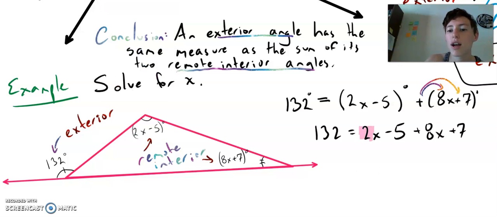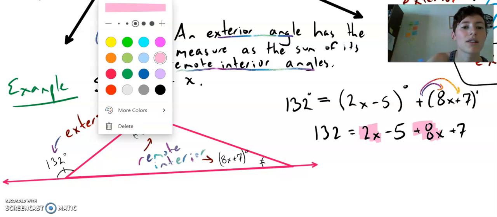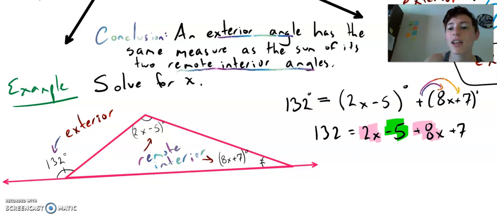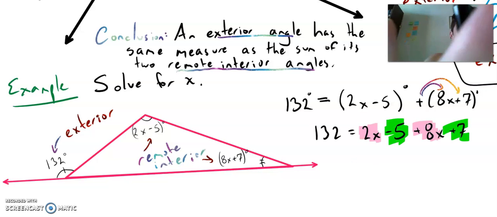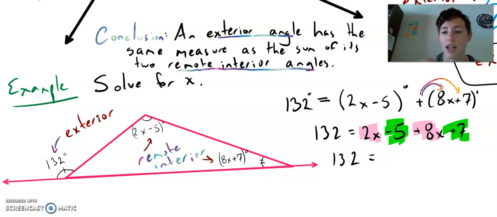Hunting around, I see a 2x. I see a positive 8x. Changing my colors because I can. I see a negative 5 and a positive 7. Notice again I'm grabbing those signs to make sure that I get the correct sum. 2x plus 8x is 10x. Negative 5 plus 7 gives me a positive 2.